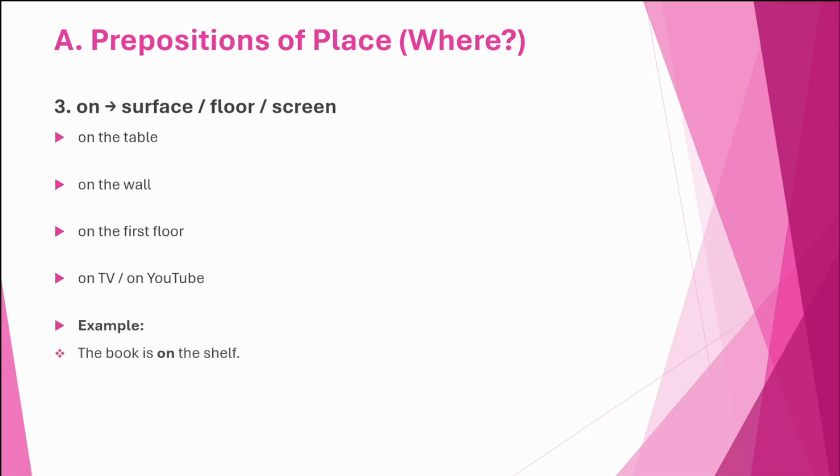For example, the book is on the shelf. That is, the book is present at the shelf and it is touching the surface of the shelf. Similarly, the cat is sleeping on the sofa. That is, just above the surface of the sofa, the cat is sleeping there. Similarly, the third one is, there is a picture on the wall, and the meaning is similar for the preposition on.